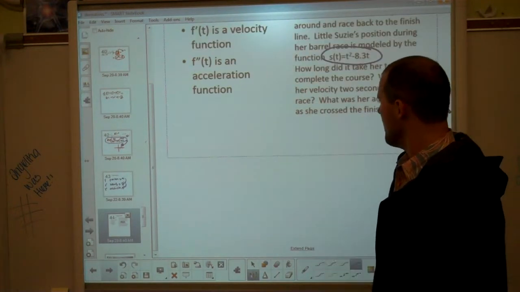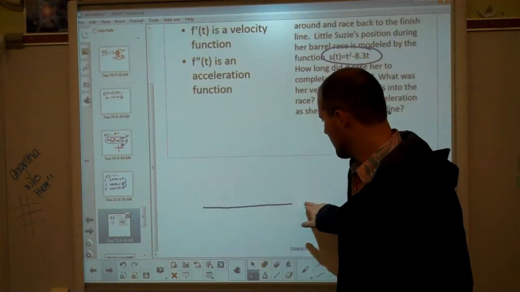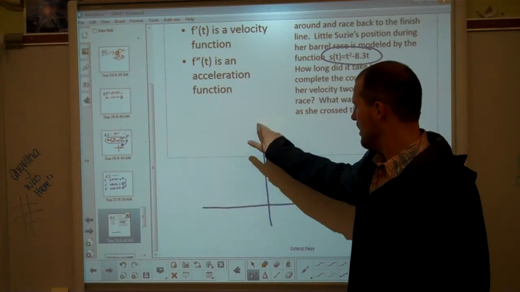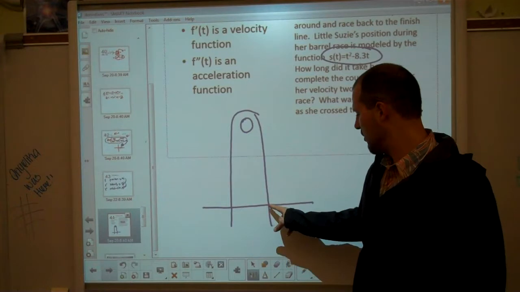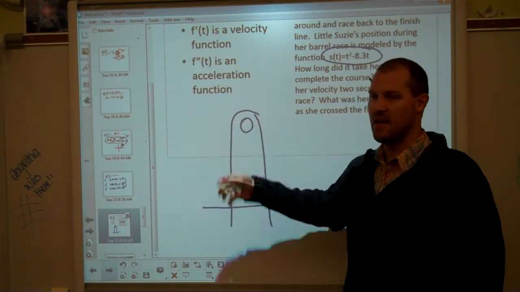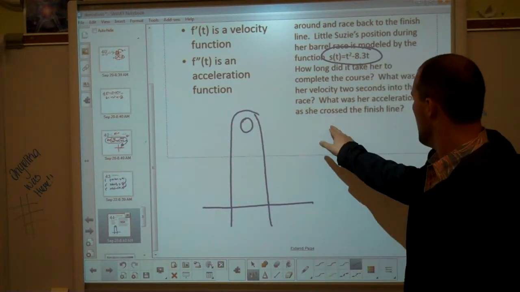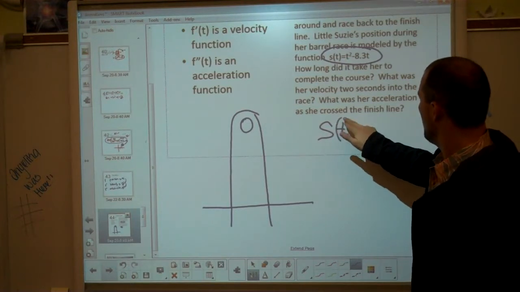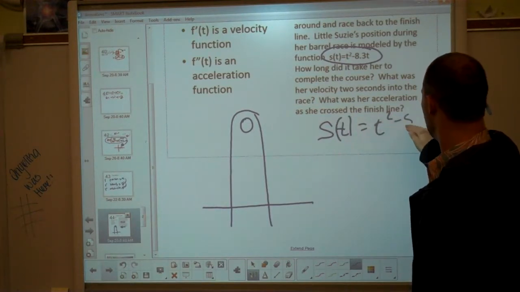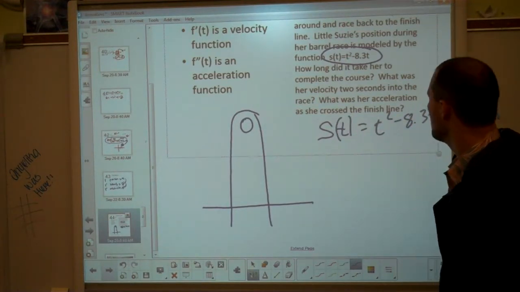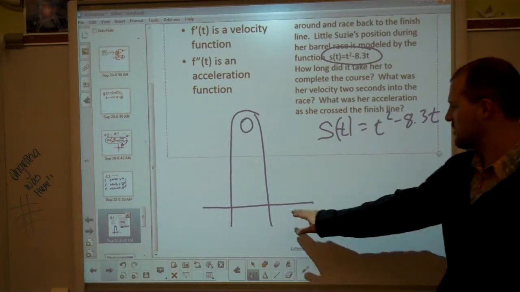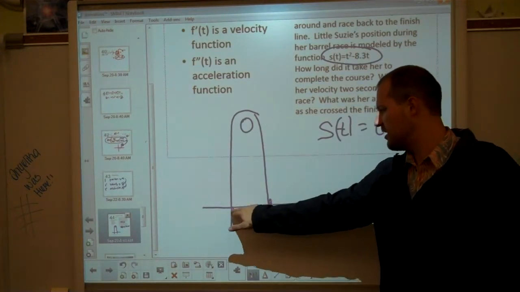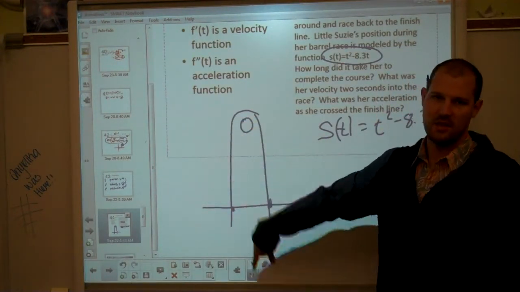If you're not familiar with it, barrel racing has a starting line. The horses come, they race around a barrel, and they come back. When they cross the line the first time, the time starts. When they get back the second time, the time ends. I'm going to write a position function out up here. S of t equals t squared minus 8.3t. And what that is, it's distance from the finish line. So she starts out at 0 distance from the finish line, she ends at 0 distance, she goes away from it, and then she comes back.